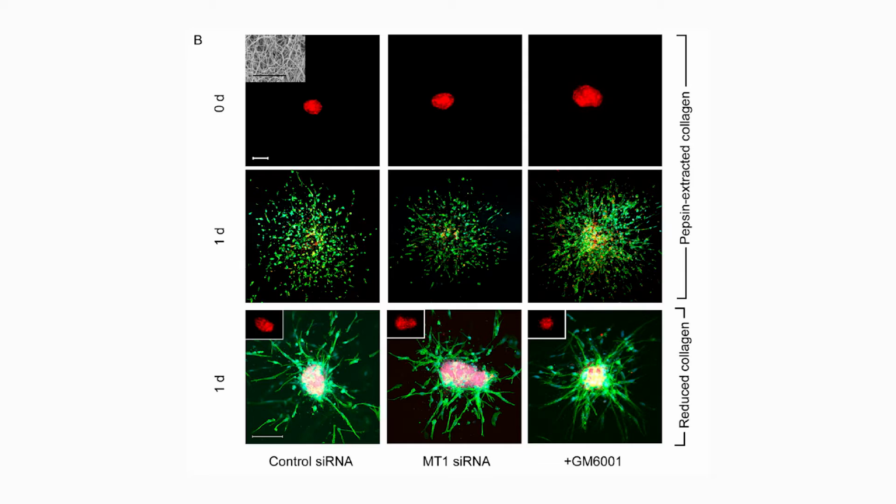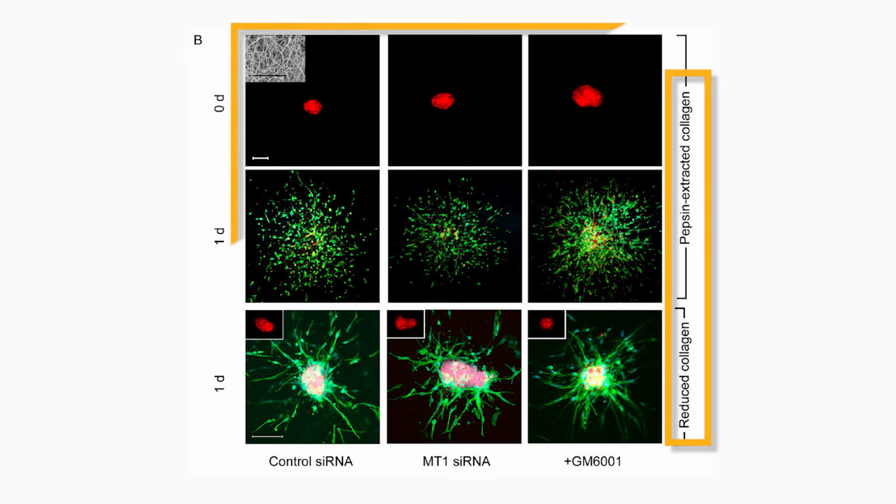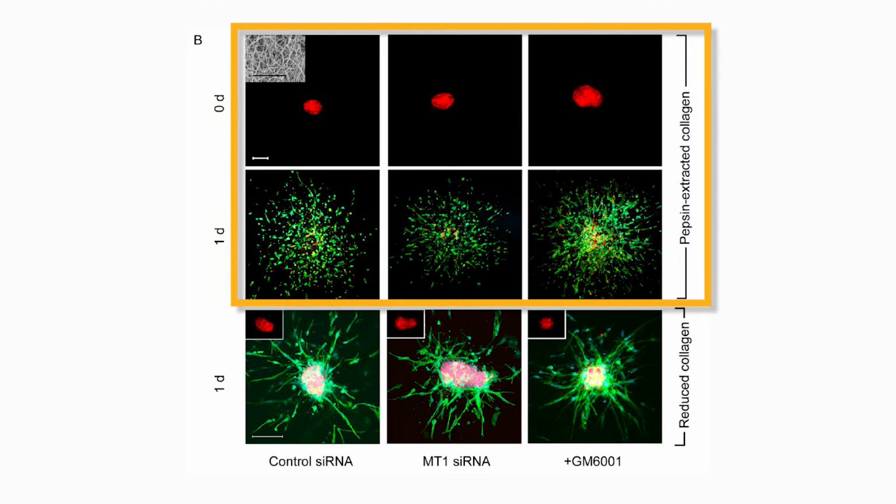So in figure 2B, you're seeing that there are two different types of collagen that they're using. So on a collagen matrix that they're putting the cells on, they've got pepsin extracted, which essentially means that the proteins that make up the collagen are completely broken up into their polypeptide chain. So they're no longer linked together, but they're also no longer, they're essentially degraded down to their constituent parts.